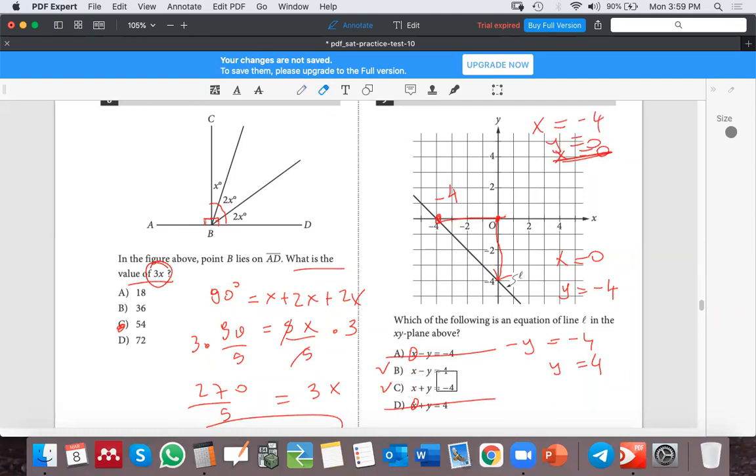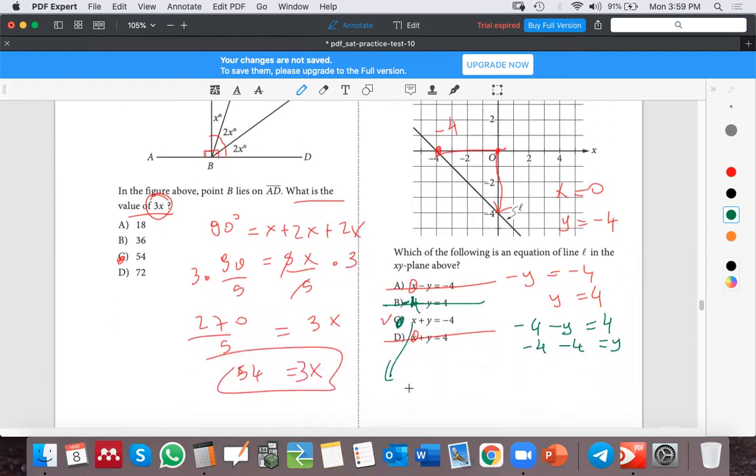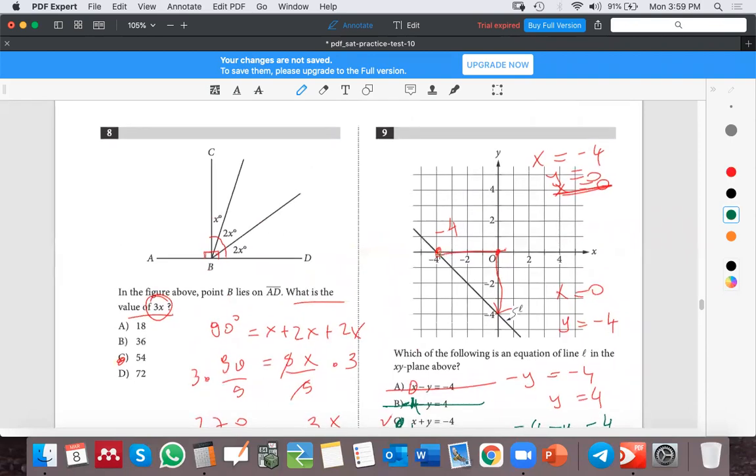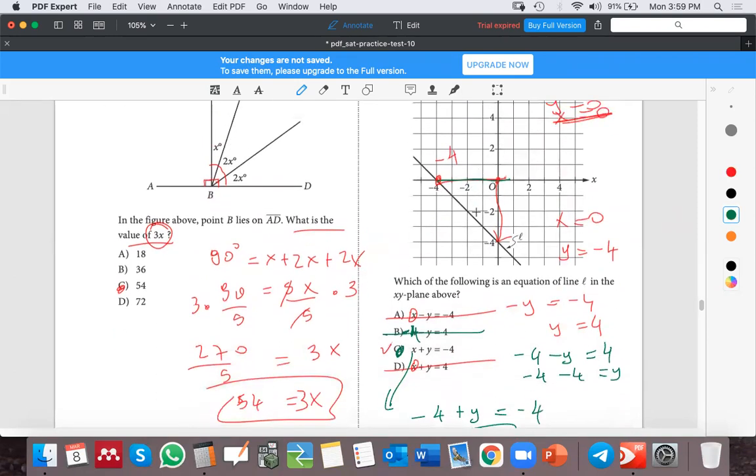So let me clean. When x is, we said -4, put -4 here. So -4 minus y is 4. So -4 minus 4 is y. y is -8. Is this -8? No. So this is not the answer. That means the answer is C. To be sure, with x -4 plus y is -4, it is correct if y is 0. We said y is 0 when x is -4. There is a theoretical way. I can do this, but in the SAT, no need. Just use this way. Okay?